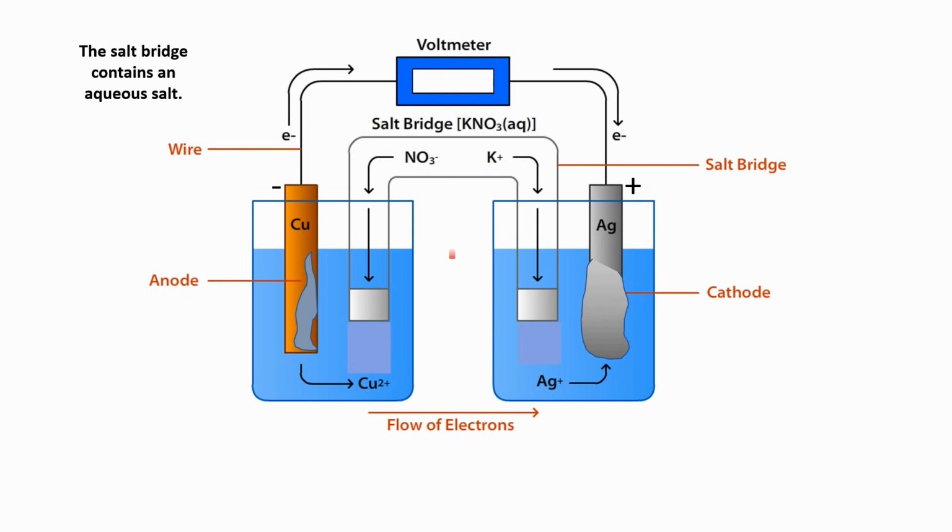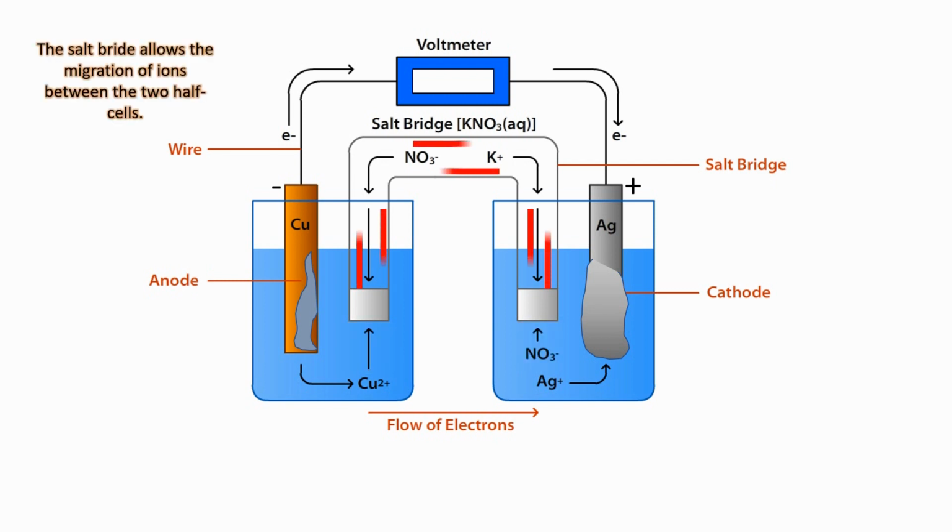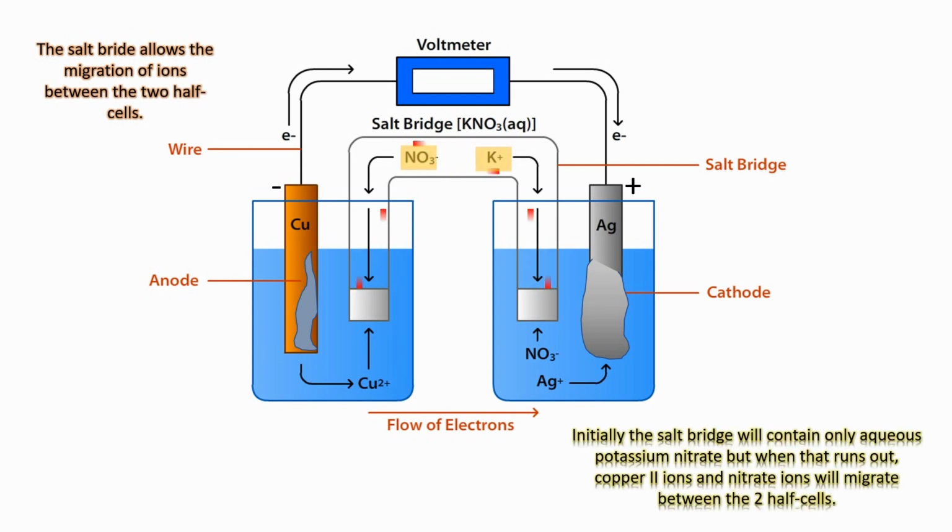The salt bridge contains an aqueous salt. The salt bridge also prevents the mixing of the solutions in the two half cells. The salt bridge allows the migration of ions between the two half cells. Initially, this particular salt bridge will contain only aqueous potassium nitrate. But when that runs out, aqueous copper 2+ cations and aqueous nitrate ions will migrate between the two half cells.